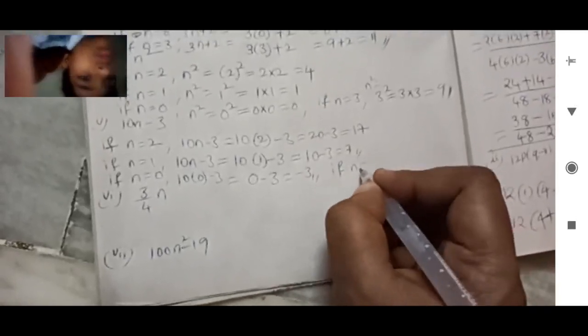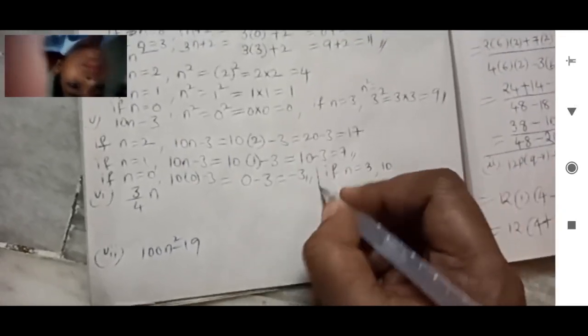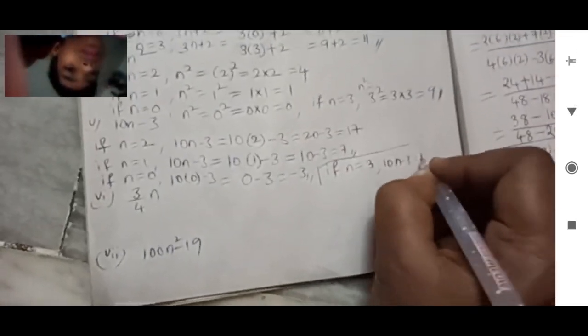If n is equals to 2, 10n minus 3 is equals to 10 into n value 2 minus 3. 10 2s are 20 minus 3, 17 is the answer. And if n is equals to 1, 10n minus 3 is equals to 10 into 1 minus 3, 10 minus 3, 7 is the answer. If n is equals to 0, 10 into 0 minus 3, 0 minus 3, minus 3 is the answer. And if n is equals to 3, last one, 10n minus 3 is equals to 10 into 3 minus 3, 30 minus 3, 27 is the answer.